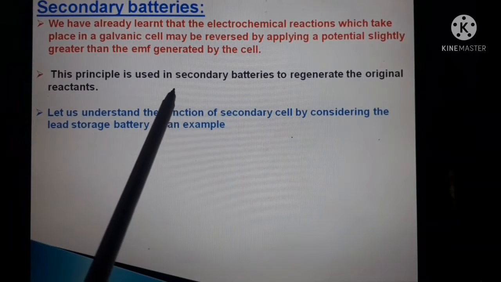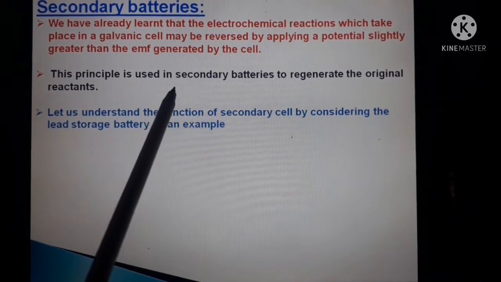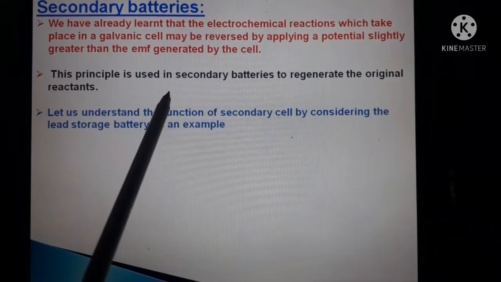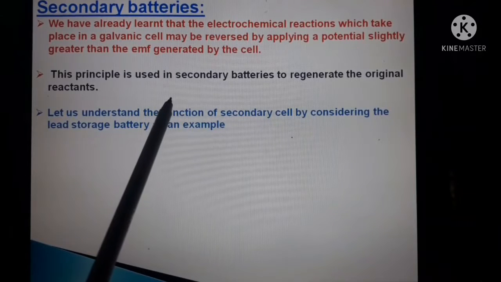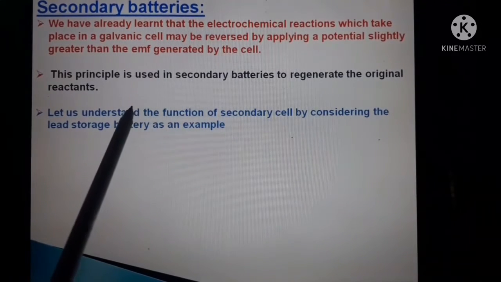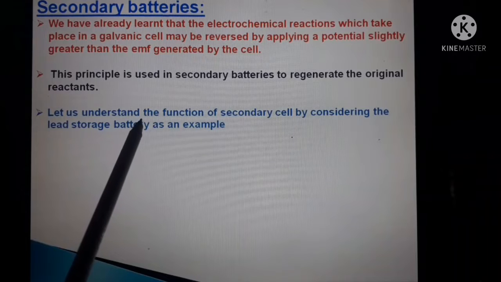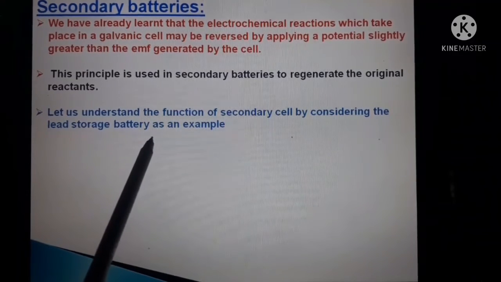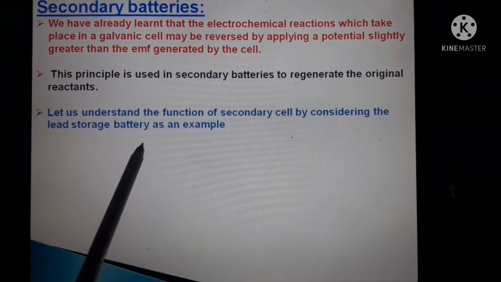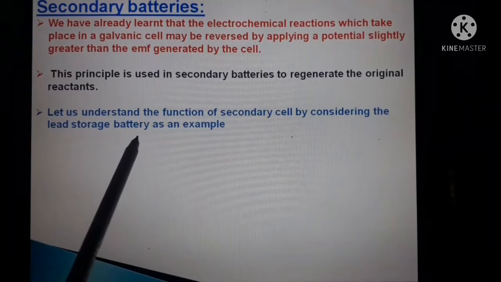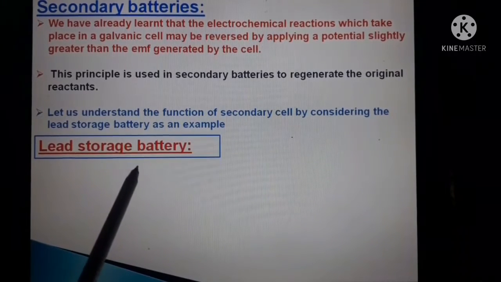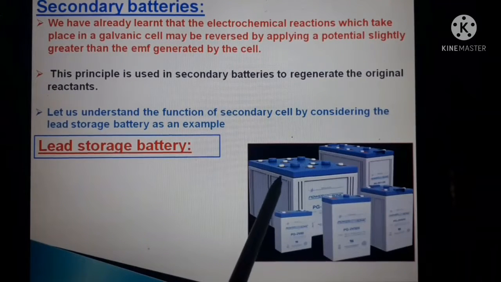Original reactants means a two-way process. One is charging, another one is discharging. These are the two processes in secondary batteries, charging and discharging. Okay, therefore the function of a secondary cell, considering the lead storage battery as an example. Lead storage batteries are used in inverters, car batteries, bus batteries, and lorries. Okay, this is the lead storage battery.